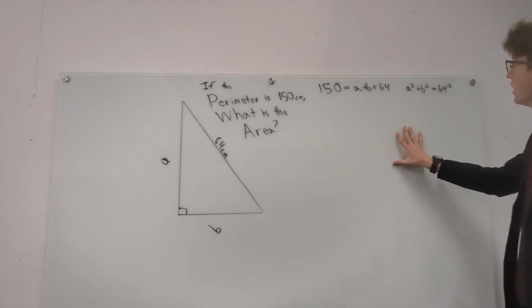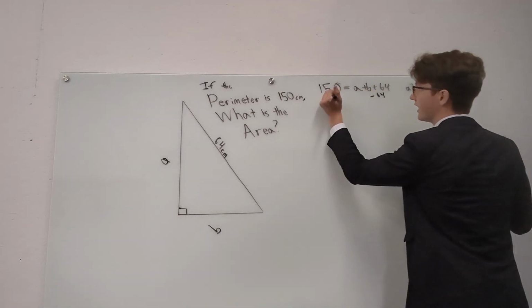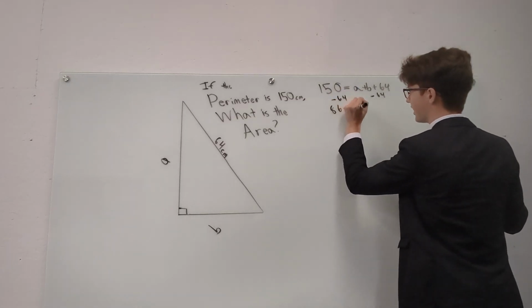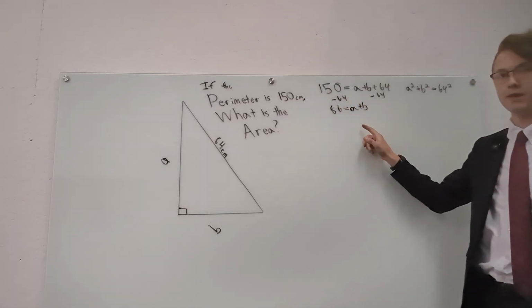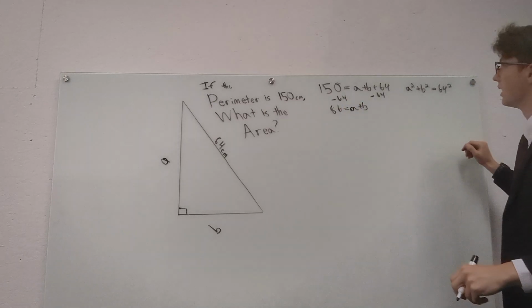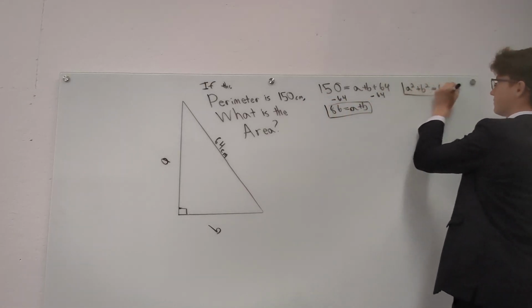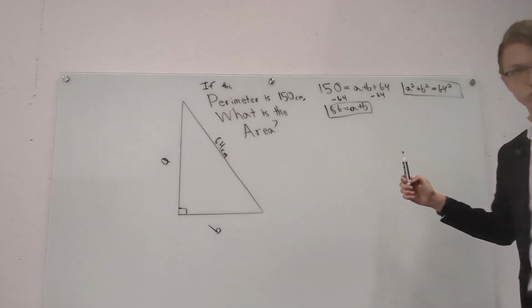Now let's do some things. We have this. Let's subtract 64 from both sides. And that is, of course, 86 is equal to A plus B. That's a really bad A, but you know that's an A. That's all right. So we have these. We'll box them because we'll use them later.